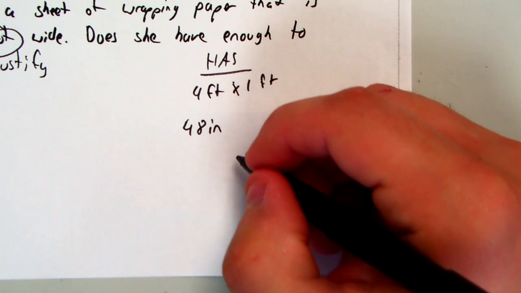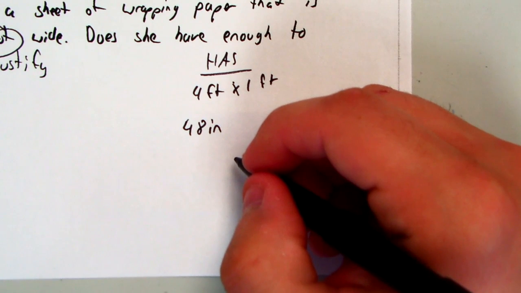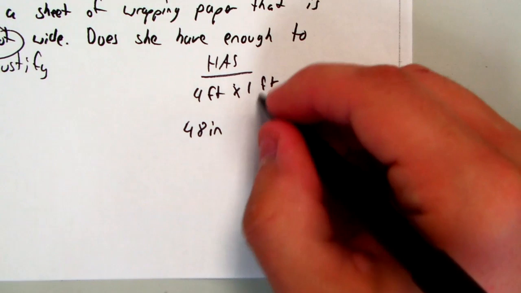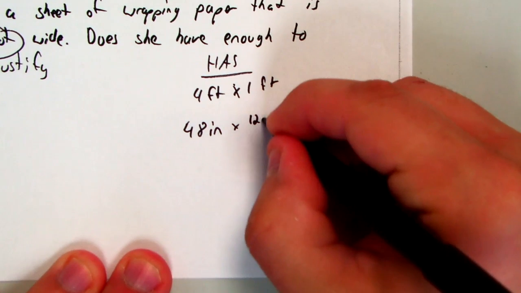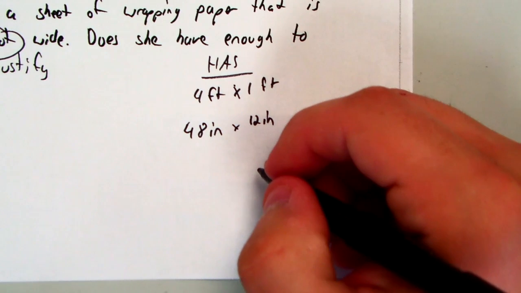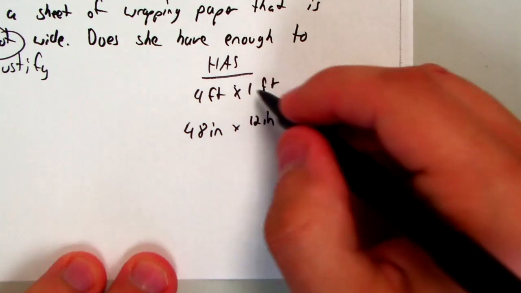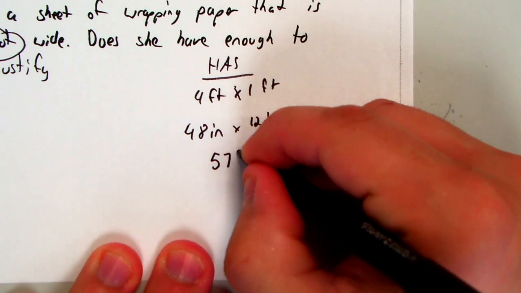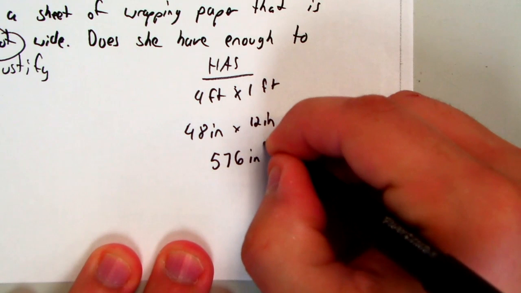And there is 12 inches in a foot, so 1 foot would be 12 inches. So overall, the area of this sheet of paper is going to be 576 square inches, because 48 times 12 is 576.